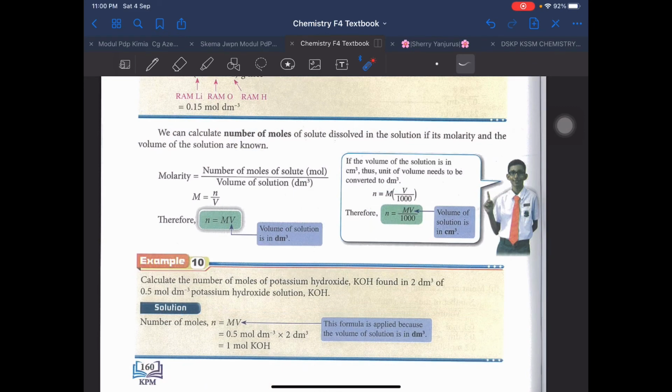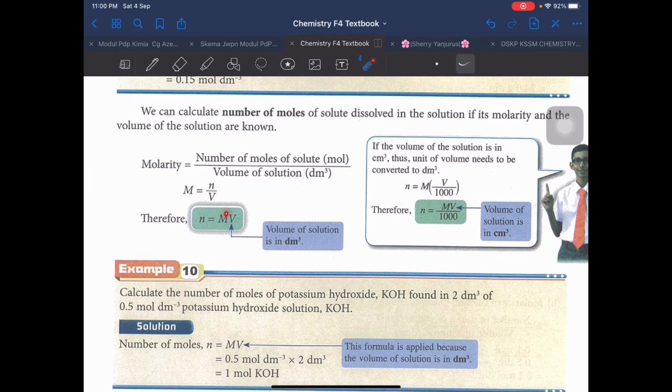There's one more small subtopic that you need to learn here. Look at the note over here. We can calculate number of moles of solute dissolved in the solution if the molarity and the volume are known. Okay, so there's one more formula that you need to remember, which is n equal to MV. M is for the molarity. Molarity is mole per cubic decimeter, and volume. Volume of the solution is in cubic decimeter.